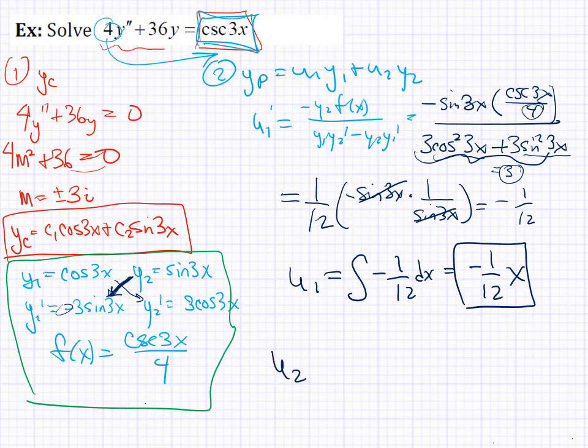Then we move on to u2. Remember, u2 prime, the formula is y1 f of x over the same denominator. We found out the denominator is just going to turn out to be 3, so I'll just jump to 3. So in which case we're going to get cosine 3x times cosecant, which I'm just going to jump straight to 1 over the sine.